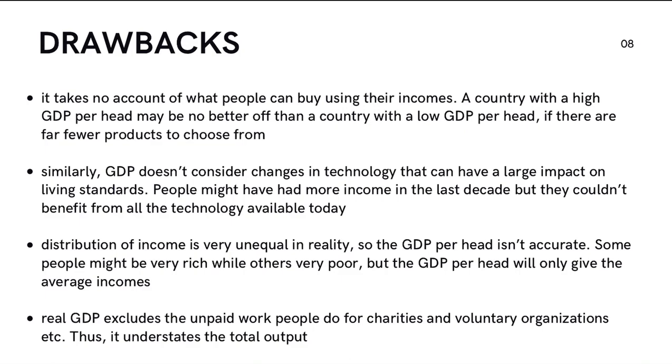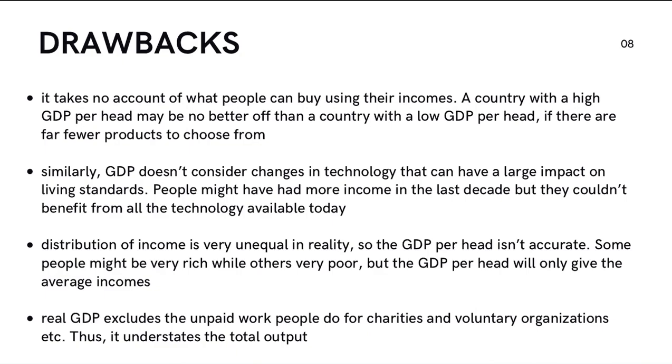Now, the drawbacks include it takes no account of what people can buy using their incomes. So a country with a high GDP per head may be no better off than a country with a low GDP per head if there are fewer products to choose from. Similarly, GDP does not consider the changes in technology which take place in an economy, and this change in technology can have a big impact on living standards. So people might have had more income in the last decade, but they couldn't benefit from all the technology available today. Distribution of income is very unequal in reality, so the GDP per head is not accurate.